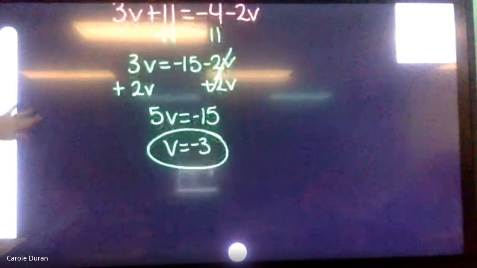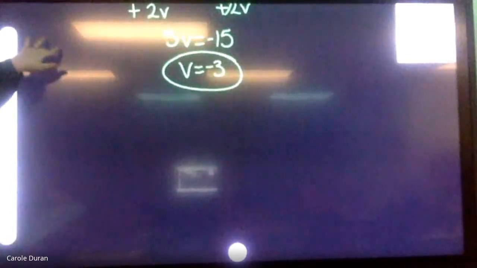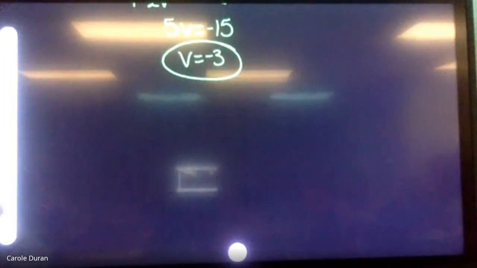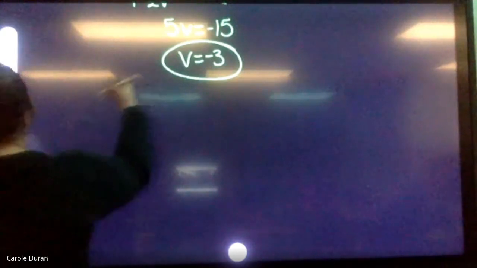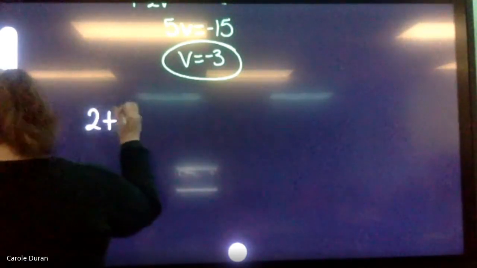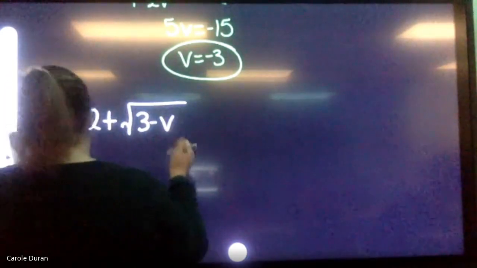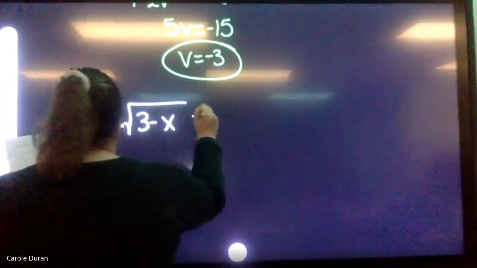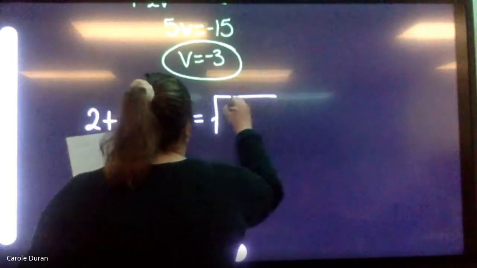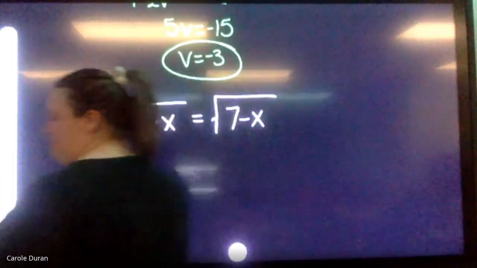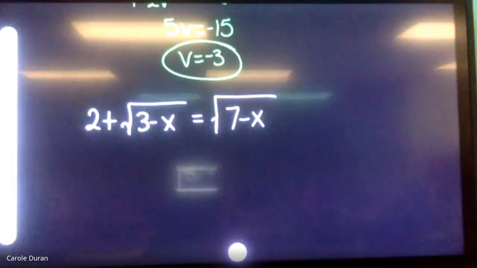That's not a good thing. Okay, so this is the last one we're going to do today, and it is 2 plus the square root of 3 minus x equals the square root of 7 minus x. I don't like that. Why don't you like that, Pfeiffer?